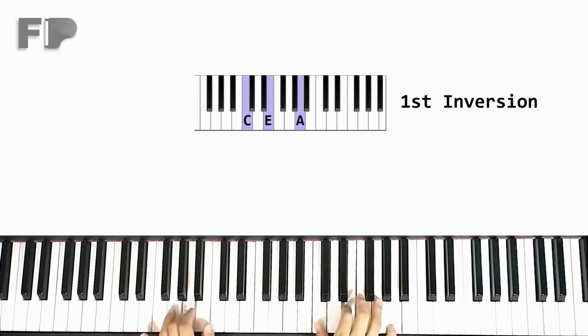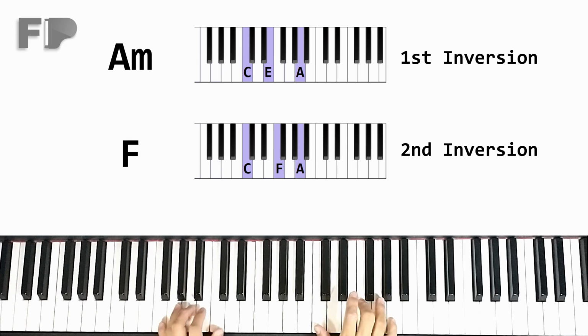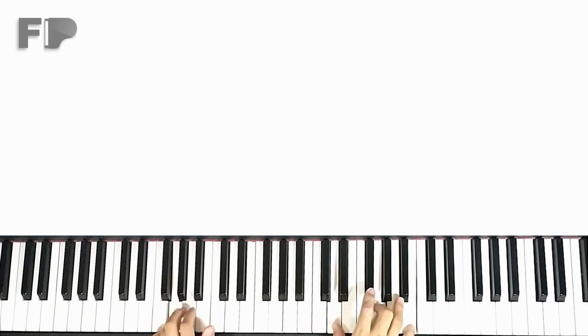And from A minor, if I were to move to F major, instead of playing the F major chord in root position, I can choose to play the second inversion of F by taking away my index finger and using my middle finger to play F because I already have C and A. We can utilize inversions to switch between chords by moving notes as little as possible to create smooth transitions between chords.